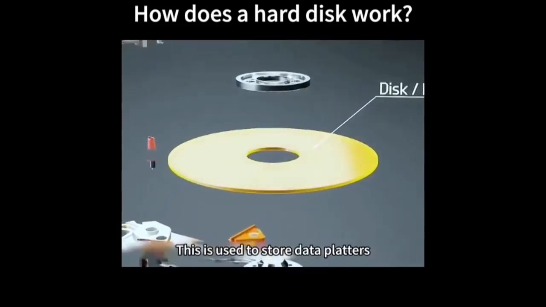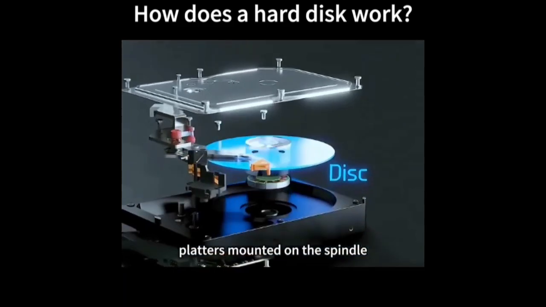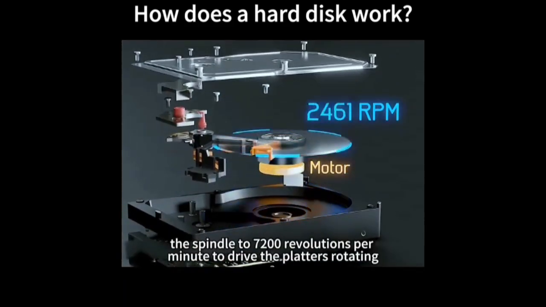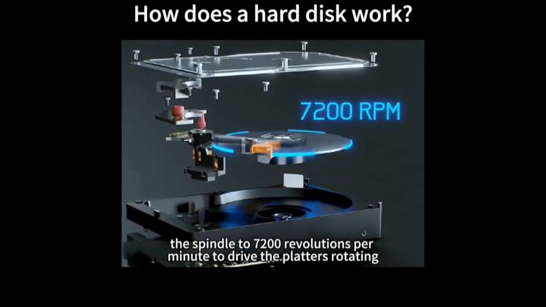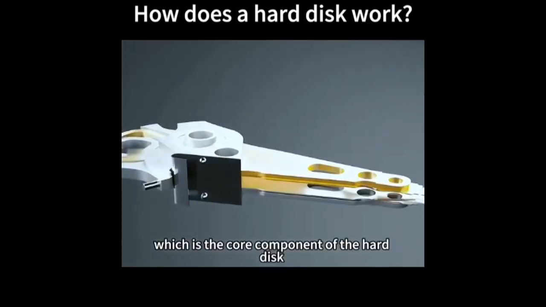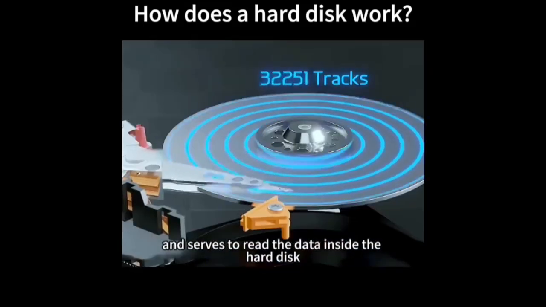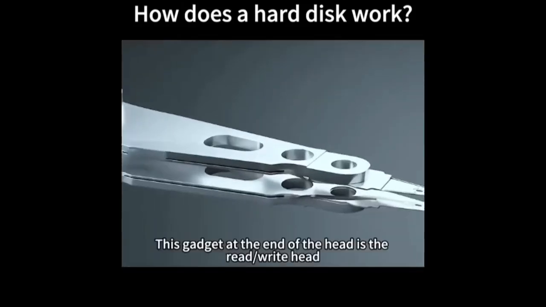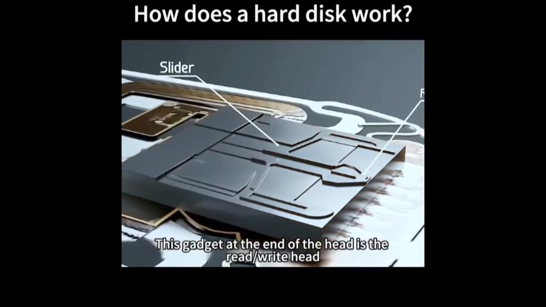These platters are used to store data. They are mounted on the spindle, which spins at 7,200 revolutions per minute to drive the platters rotating. This part is the magnetic head, which is the core component of the hard disk and serves to read the data inside the hard disk. This gadget at the end of the head is the read/write head.